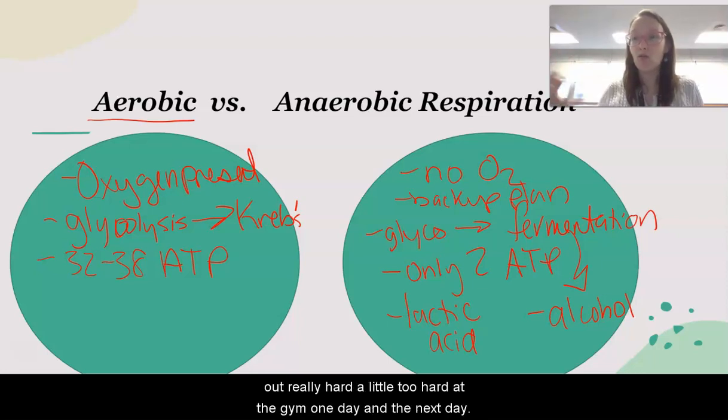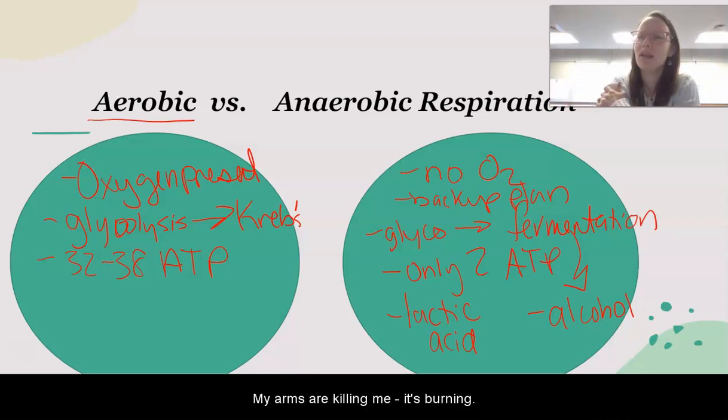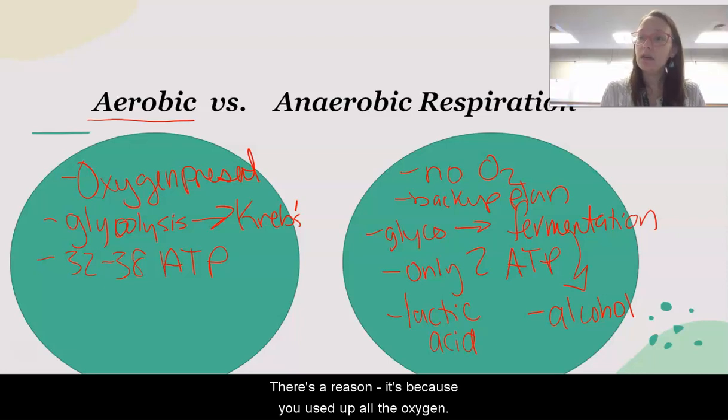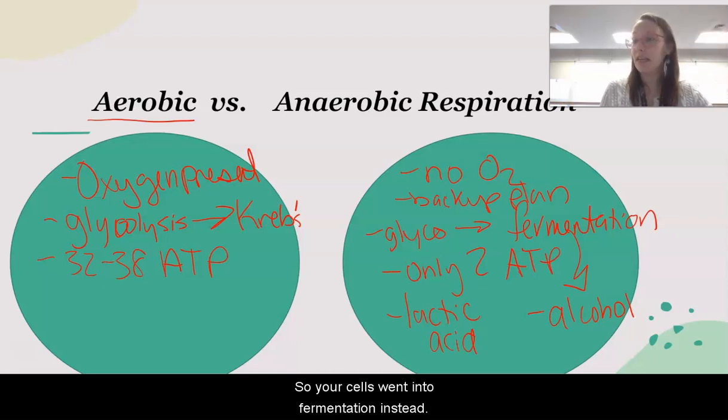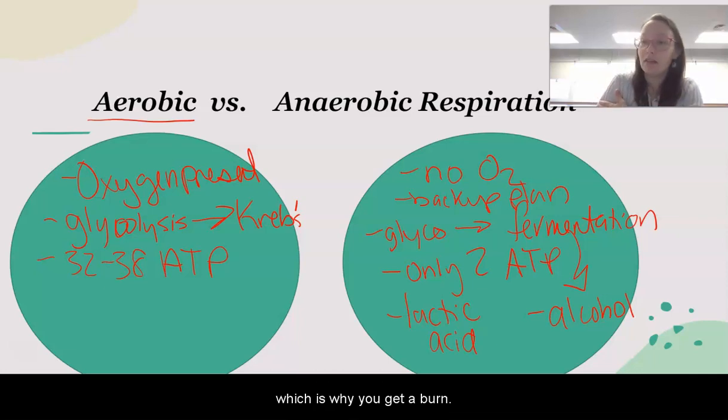So if you go work out really hard, a little too hard at the gym one day, and the next day, oh man, my arms are killing me, it's burning. There's a reason, and it's because you used up all the oxygen for your cellular respiration. So your cells went into fermentation instead. They said, uh-oh, we need to make some energy, but we can't do it aerobically. So your muscles started to undergo lactic acid fermentation, and then you got that buildup of lactic acid, which is why you get a burn if you work out too hard.